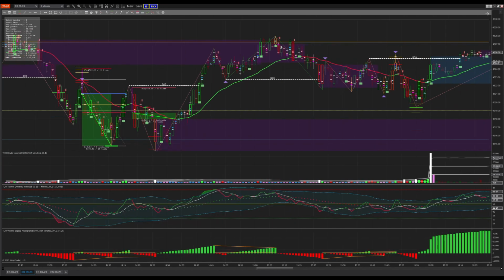Okay, here's the setup. Here's the swing. Here's the break of structure. Now here's the first retrace. Do we get a 50 there? Looks like we might. Yep, we do. All right, so here's the swing. Here's the retrace. Now again, a 50.